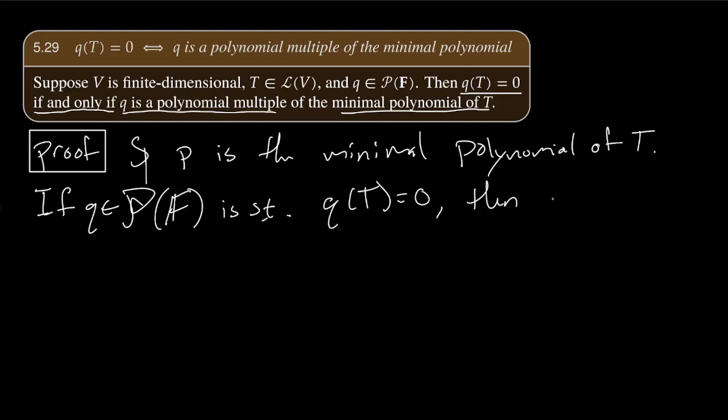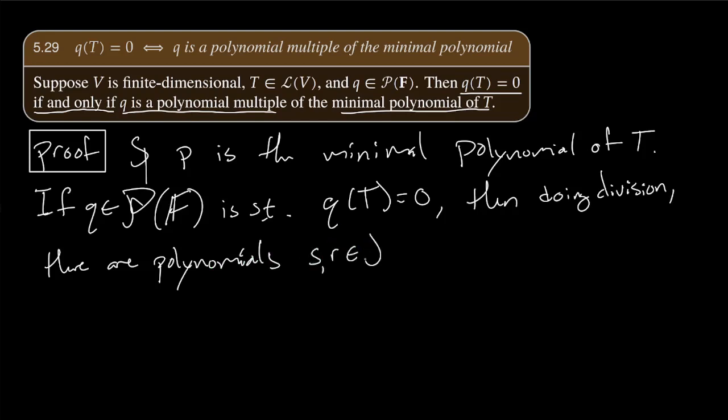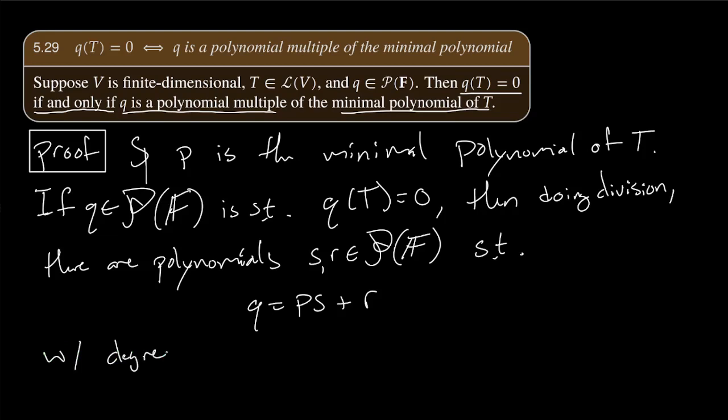then we can do some division. Then doing division, there are polynomials, let's call them S and R, such that Q equals PS plus R, with the degree of R less than the degree of P. This is essentially exactly the same thing as doing regular old long division.